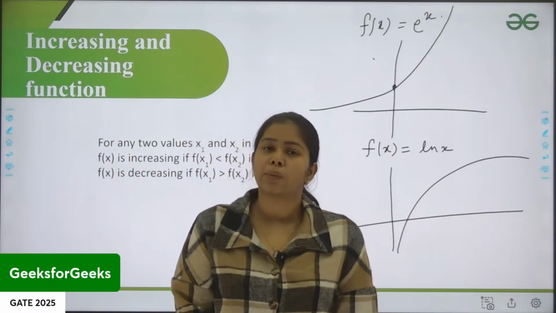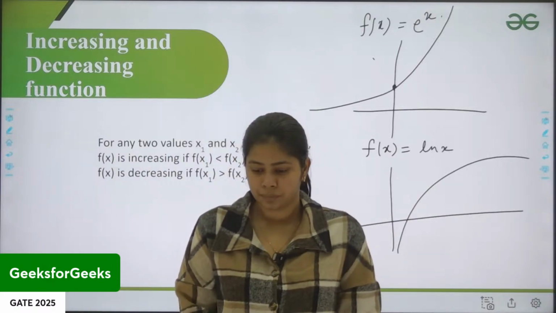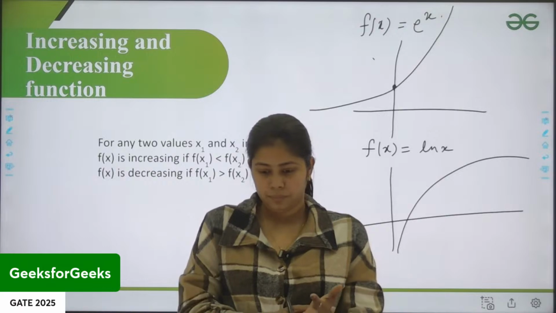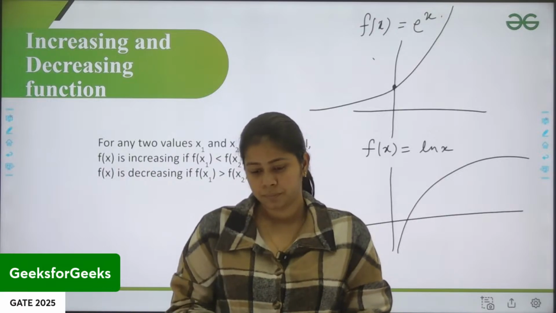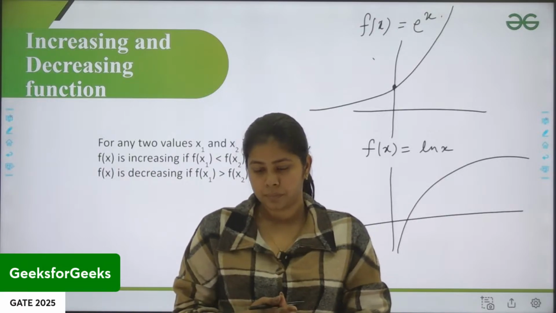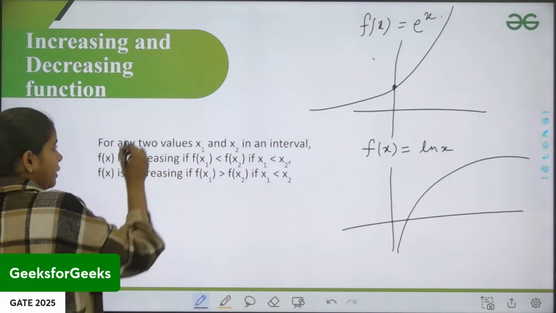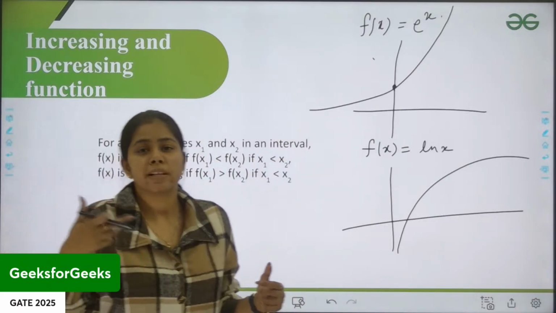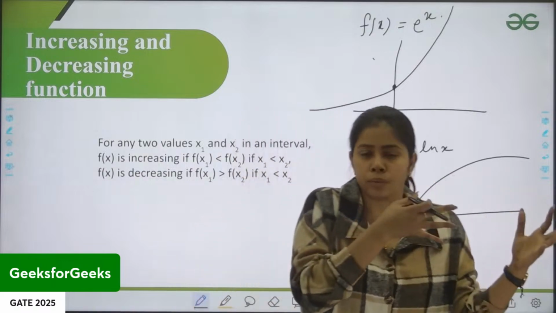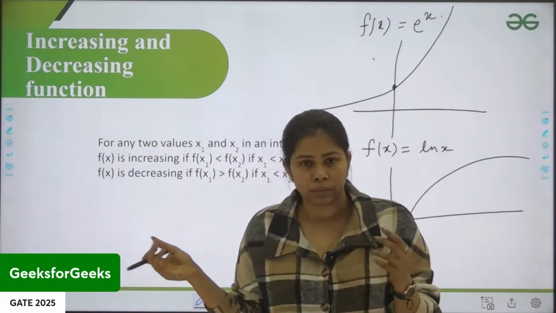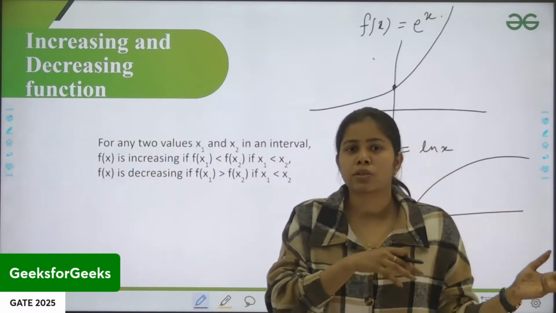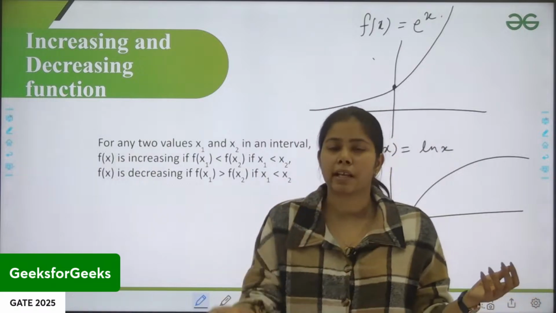Does anybody know what an inverse is? Just one thing. If I talk about the inverse of a number, if I take 2, then the inverse of the number is 1 by 2. If I take 10, the inverse of the number is 1 by 10. That means we take a reciprocal.